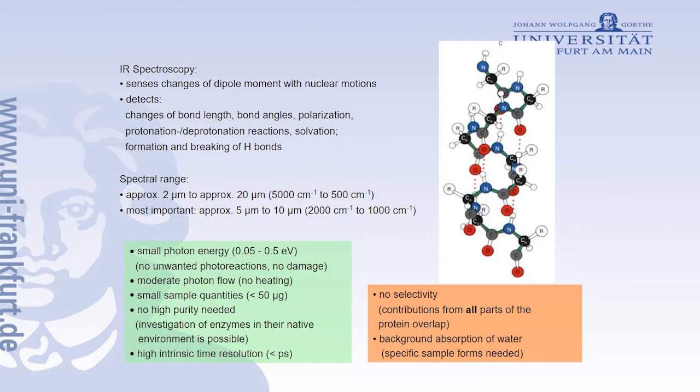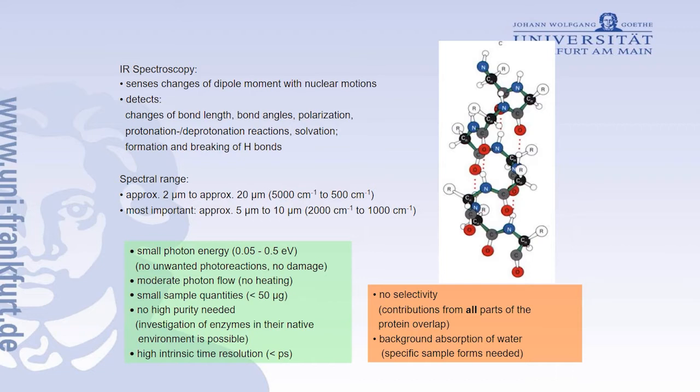The question is, what are we going to see in infrared spectroscopy? And this is now back to very simple principles. Infrared spectroscopy sees changes of dipole moments with nuclear motions. This can reveal changes of bond lengths, bond angles, bond polarization, of protonation reactions, of solvation, and of the formation and breaking of hydrogen bonds. The spectral range we have to consider is from approximately 2 to approximately 20 microns, 5,000 to 500 wave numbers. And within that range, a smaller region like 5 to 10 micrometers is most relevant for biological samples.